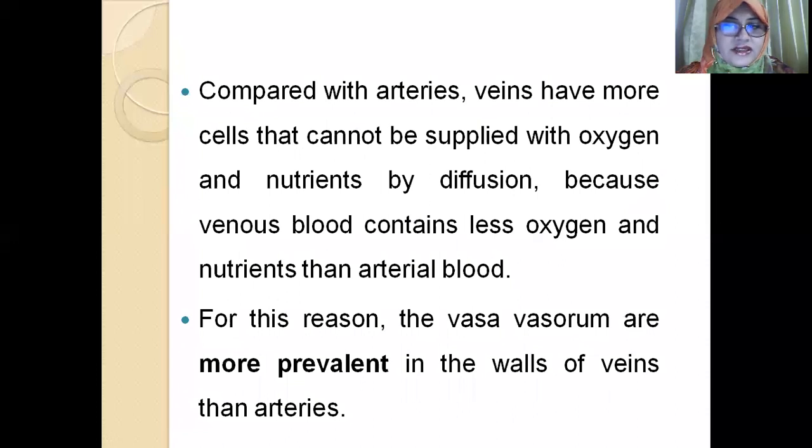Compared with arteries, veins have more cells that cannot be supplied with oxygen and nutrients by diffusion, because venous blood contains less oxygen and nutrients than arterial blood. For this reason, the vasa vasorum are more prevalent in the walls of veins than arteries. This is the answer to the explanatory question: why is vasa vasorum more prevalent in the walls of veins than arteries?